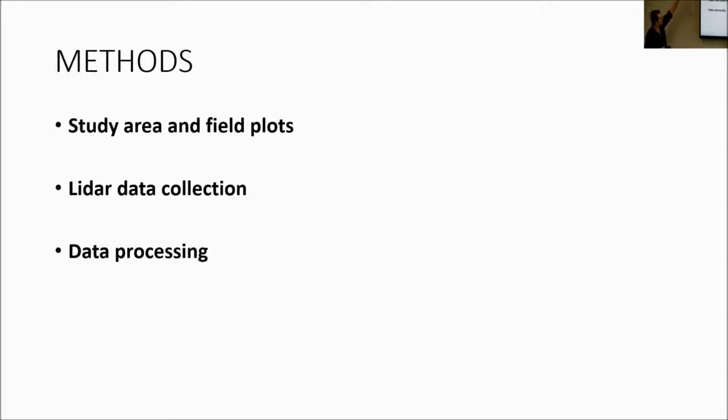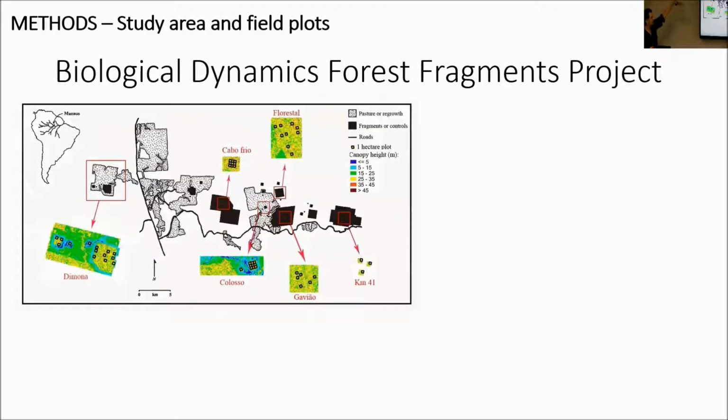Okay, the method follows this sequence: the study area, how the LIDAR was collected, and data processing. Basically, this is the BDFFP, the project close to Manaus. And this is the whole area, but we don't have data in the whole area. We just have data in some farms, highlighted with these red squares. And you have a fragment here, I will talk more about this after.